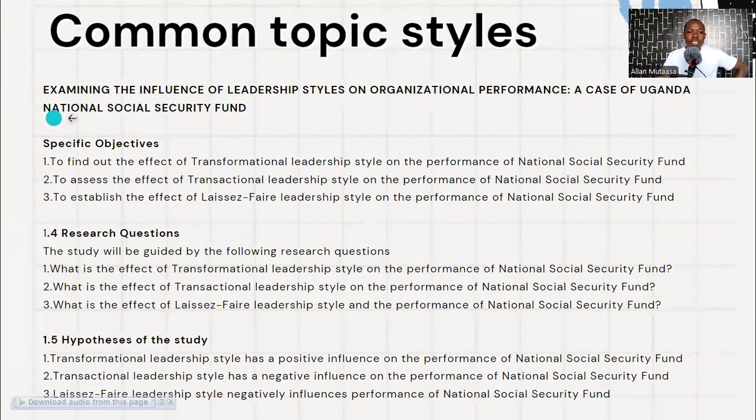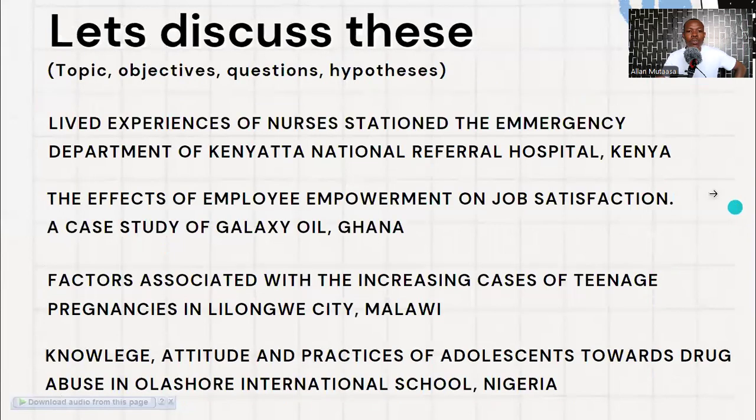Same thing is going to happen here with the influence of leadership styles on organizational performance. We are going to divide the independent variable, which is leadership styles, into the different leadership styles. We have transformational leadership style, transactional leadership style, and laissez-faire leadership style, and we're going to be studying how each of these has an impact on employee performance. Okay? So if we continue, I want us to look at these topics.